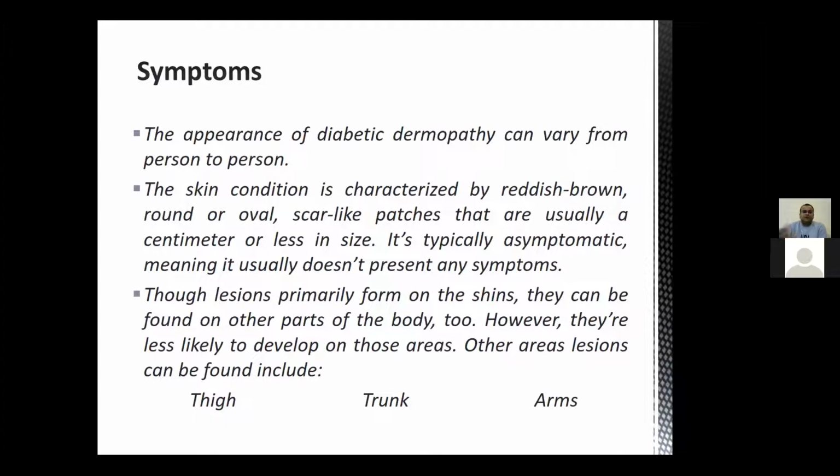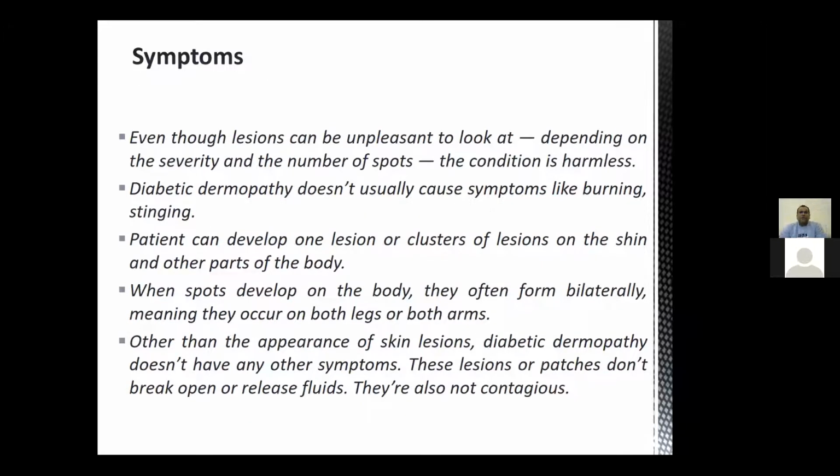Other lesions that are found also include other sites: thigh, trunk, and arms. Although the lesions can be unpleasant to look at, the condition is harmless, and does not usually cause symptoms like burning or stinging. A patient can develop one lesion or a cluster of lesions on the skin or other parts of the body. When spots develop on the body, they often form bilaterally, meaning they occur on both legs or both arms.